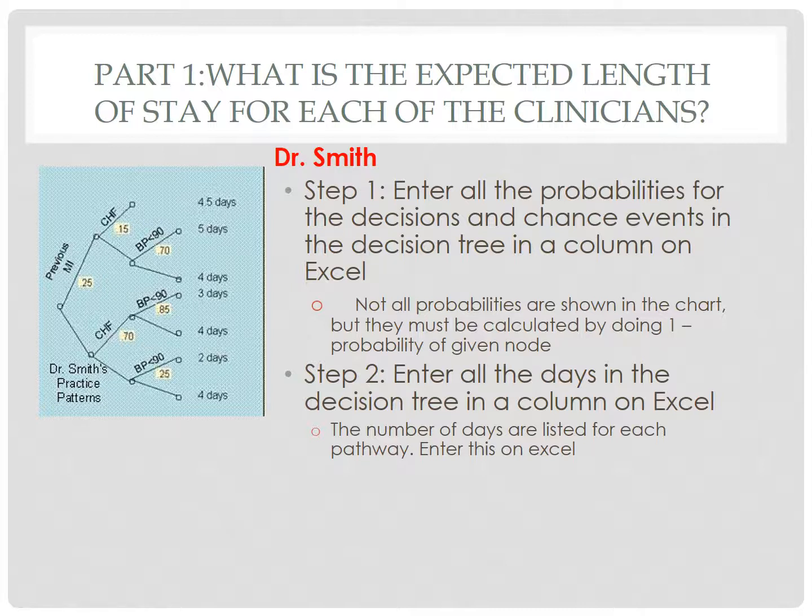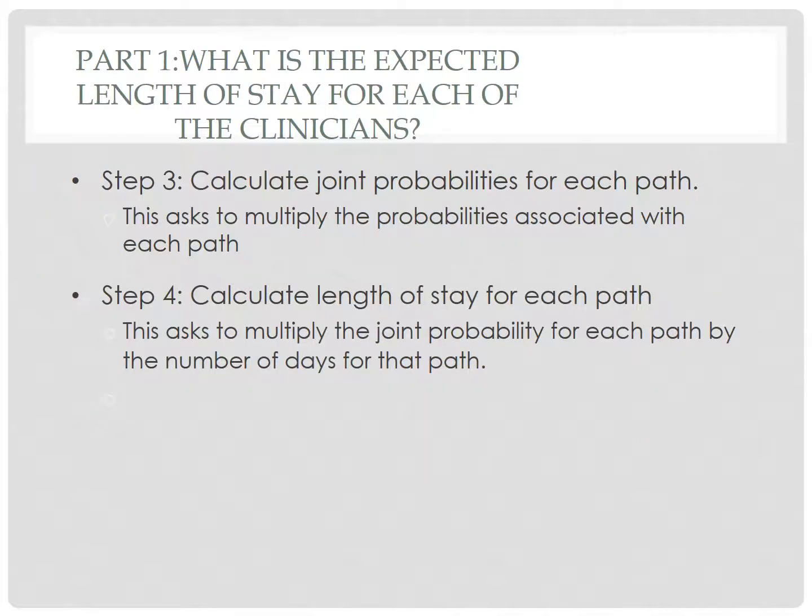In Excel, we will write all these probabilities down in one column, and in the next column, we will enter the days. The next step to finding the expected length of stay for a clinician is to calculate the joint probability, which multiplies the probabilities associated with each path. After that, you should multiply the joint probability for each path with the outcome, in this case the number of days for that path.